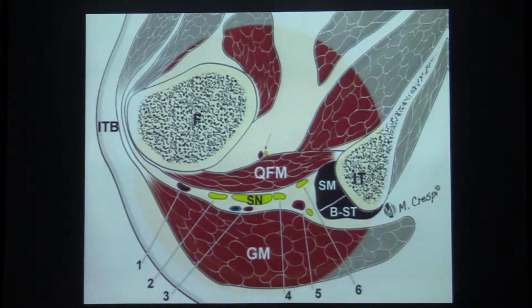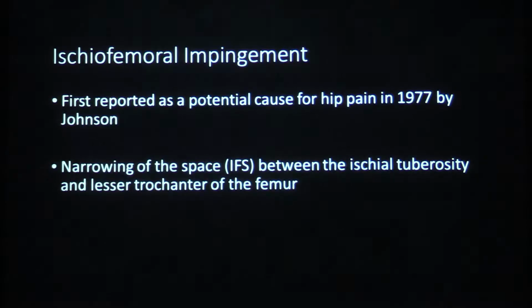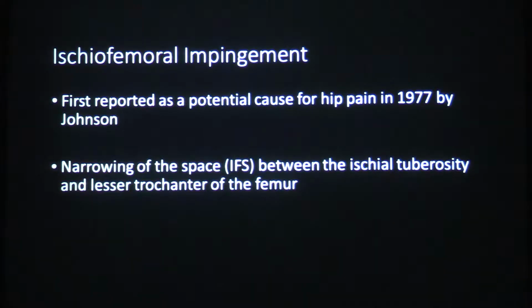So let's talk a little bit of the anatomy. The quadratus femoris muscle goes between the ischial tuberosity and the femur. It's bordered superiorly by the gemellus muscle and inferiorly by the subgluteus fat pad, along with all the neurovascular bundle that goes there. In addition, we have the hamstring tendons and the iliopsoas tendons medially. So we have a case of ischiofemoral impingement.